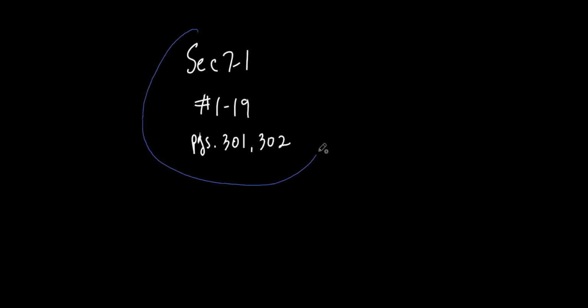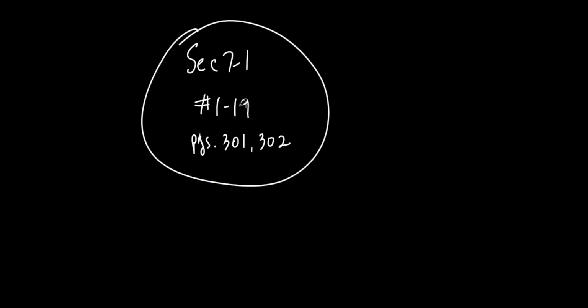All right, so here's your lesson. It's 7-1. There's no A or B on this, and it's numbers 1 to 19. It's pages 301, 302. We're in the 300s now. Isn't that exciting? Maybe, maybe not. All right. I don't know. It is for me. So section 7-1, you're doing 1 to 19, and that is your homework, and it is due tomorrow.